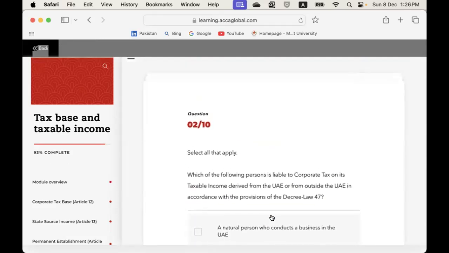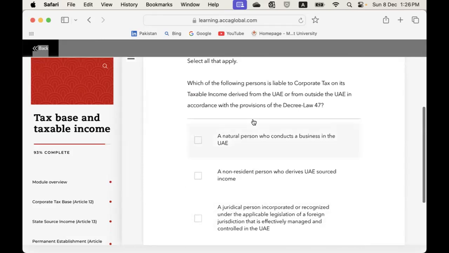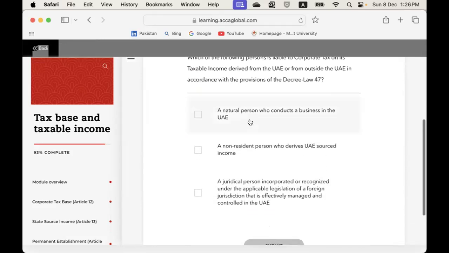Okay. Let's go to the next one. Which of the following persons is liable to corporate tax on its taxable income derived from the UAE or from outside the UAE in accordance with the provision? Natural person who conducts a business in the UAE.